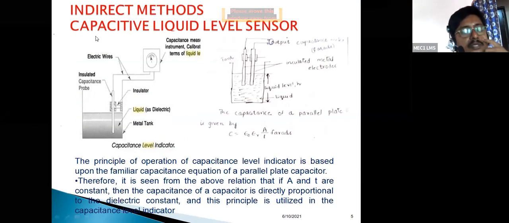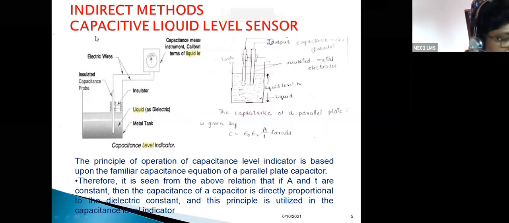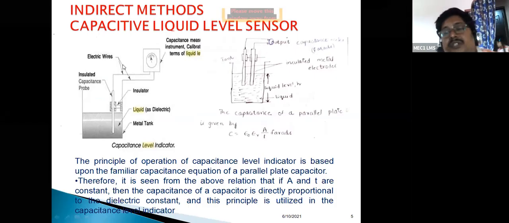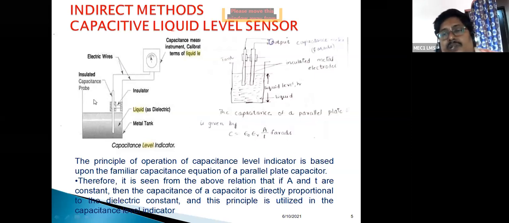Next, we will go for capacitive. This is an indirect method. Capacitive level sensors. In this capacitive level sensor, if you observe clearly, it consists of a capacitance probe and some electrical wires. And then here one meter indicates a calibrated liquid level.